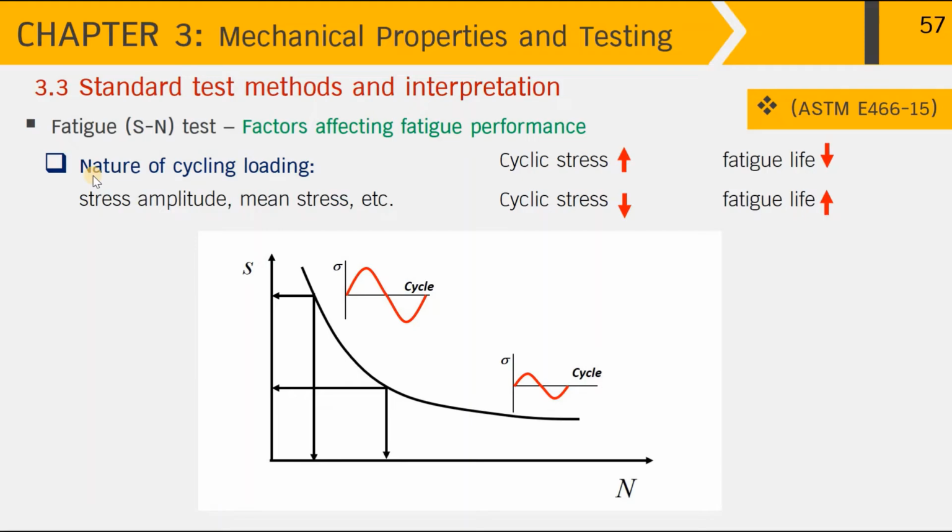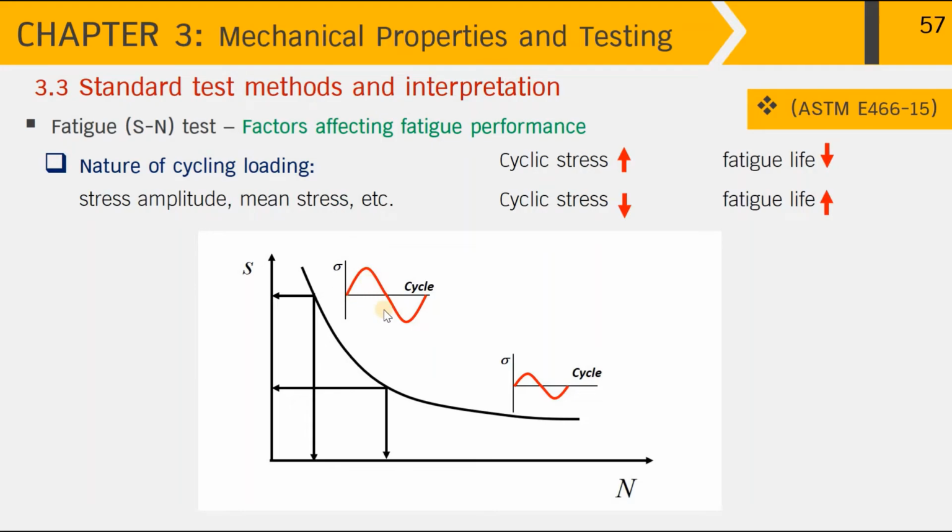And for the first factor, the nature of cyclic loading, such as stress amplitude and mean stress, we can see that as the cyclic stress increases, the fatigue life decreases. But on the other hand, if the cyclic stress reduces, the fatigue life increases, as you can see from this SN curve over here.